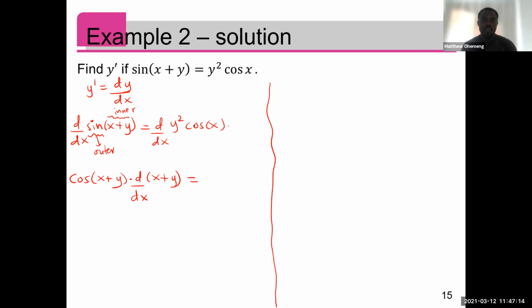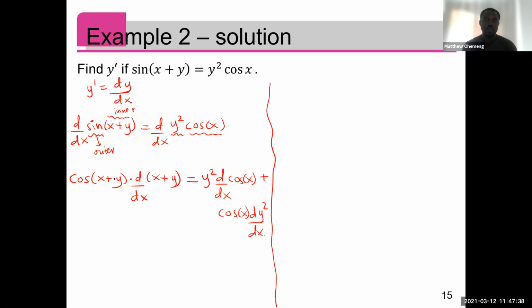Now for this side too, don't forget that y is some function of x. Some function of x squared times cosine of x is just a product of functions. So I employ the product rule. By the product rule, leave the first one alone, multiply by the derivative of the second, and then plus, leave the second function alone, multiply by the derivative of the first.